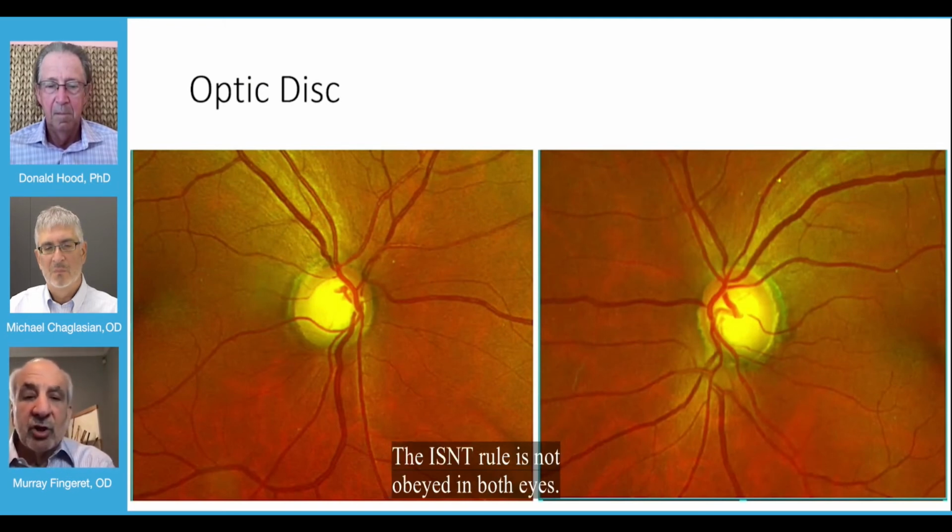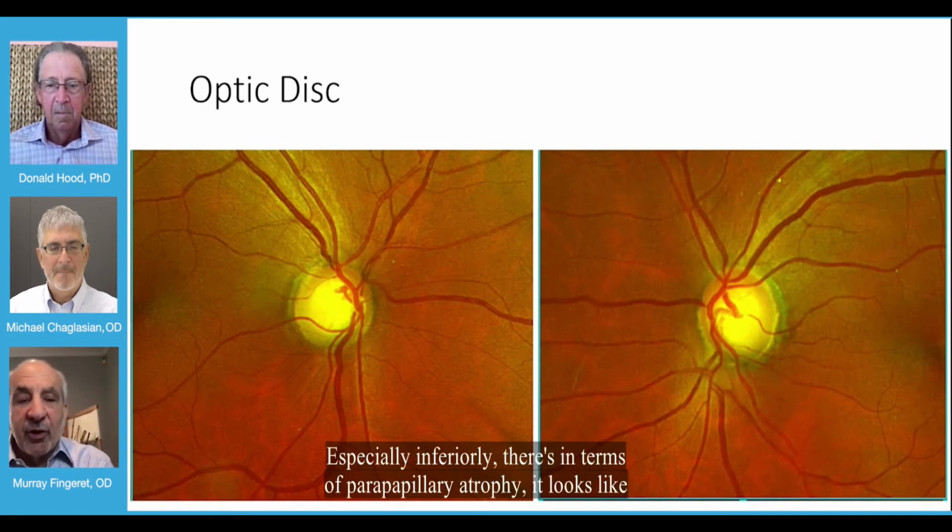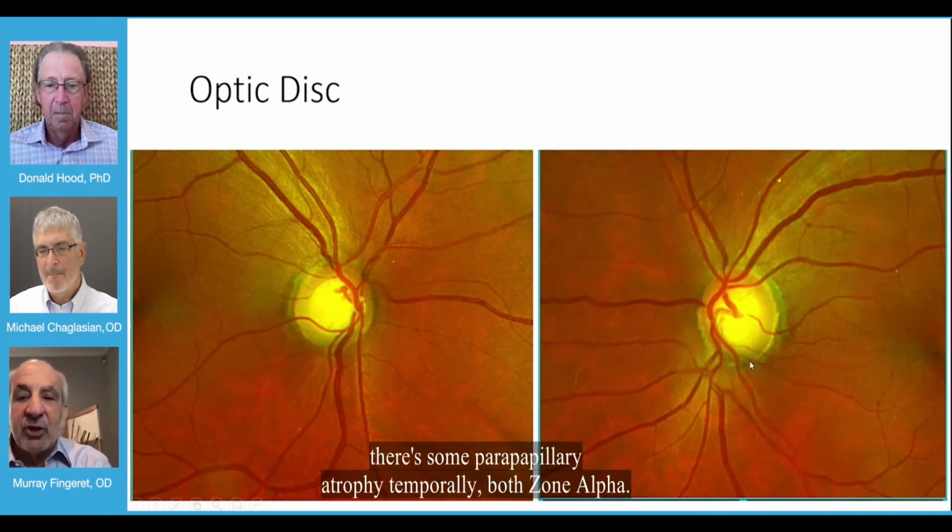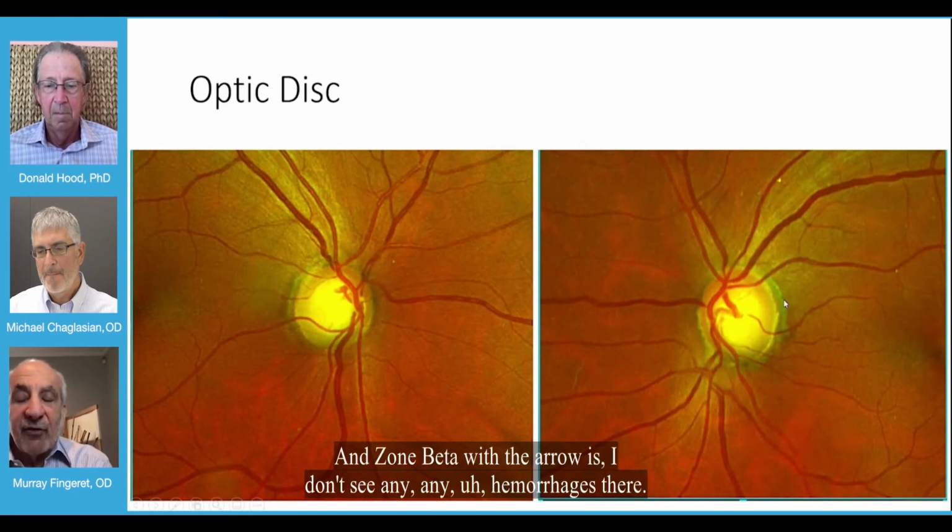The ISNT rule is not obeyed in both eyes, especially inferiorly. In terms of parapapillary atrophy, it looks like there's some parapapillary atrophy temporally, both zone alpha and zone beta, where the arrow is. I don't see any hemorrhages there.